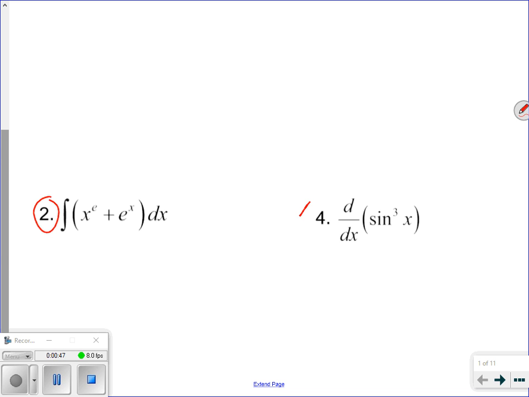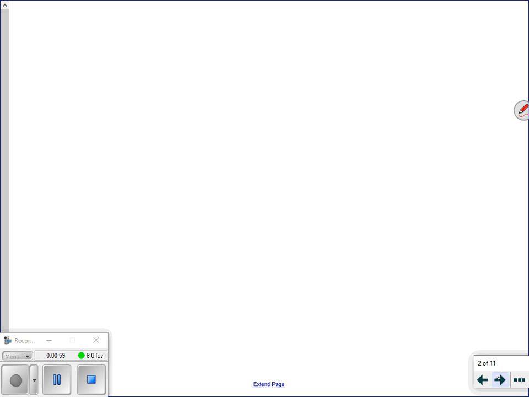And then number four is taking the derivative again using chain rule. So try these four warm-up problems and we'll talk about them in class. But let's go ahead and jump into today's notes.